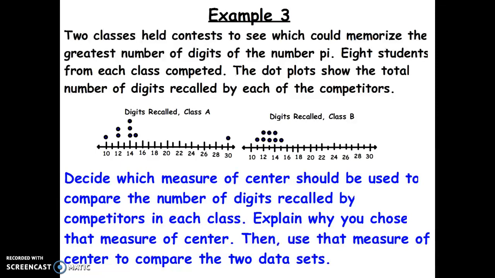So in order to decide which one to use, we want to look to see if we have any outliers. As we look here, I can see that this 30 is an outlier. So because we have an outlier, the median is the best measure of center. So I'm going to go to the next slide to do all of my writing.